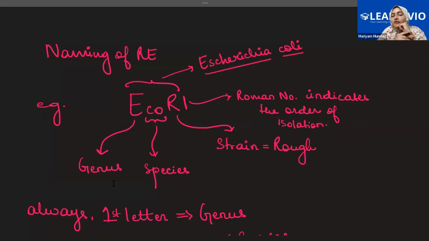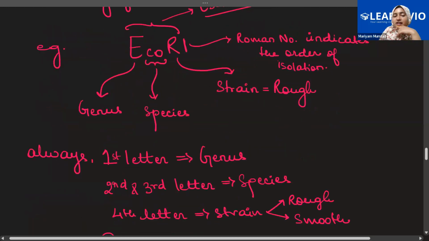So we take the example of EcoRI. See, the first letter in any name of a restriction enzyme denotes the genus. The second and the third letter denote the species. The next letter denotes the strain. And then the Roman numeral indicates the order in which the isolation took place. Now, you people know that E. coli stands for Escherichia coli. So this is Escherichia coli R1. This is the name of a restriction enzyme.